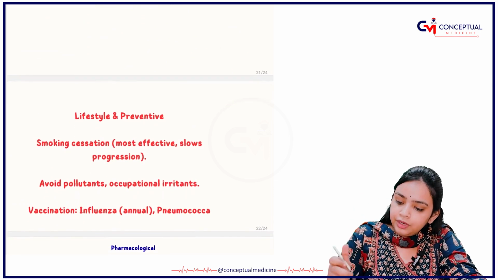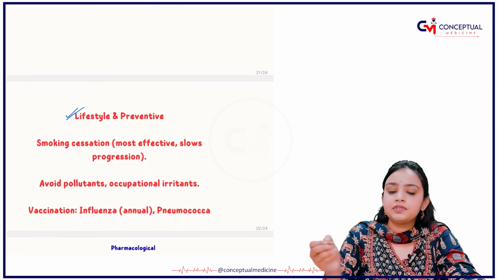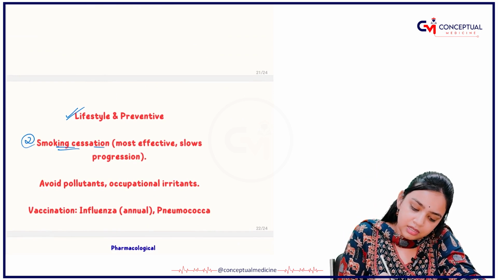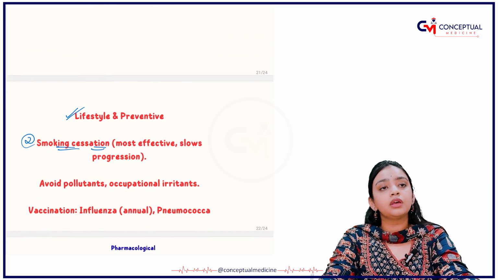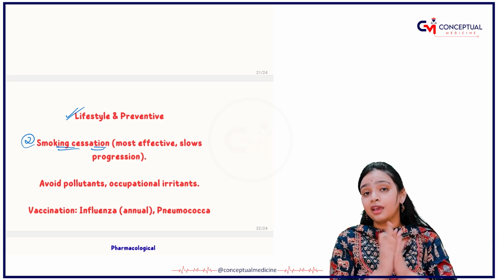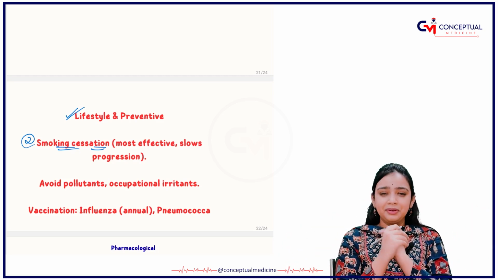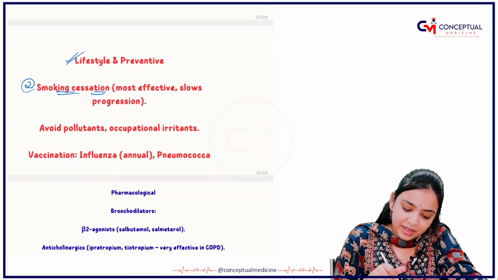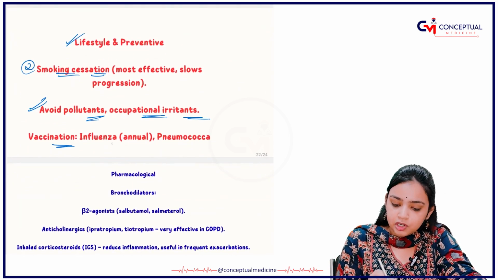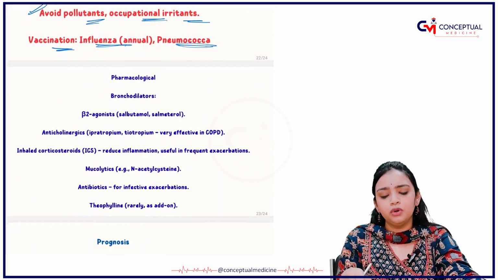What is the treatment you will do? First thing first, lifestyle modification is very important. Second thing will be smoking cessation. Ask the person, please don't smoke. Even if he does not stop, ask him again and again, please don't smoke. Okay, one day he will listen to you. Then you have to avoid pollutants and occupational irritants, and give vaccination for influenza and pneumococci.